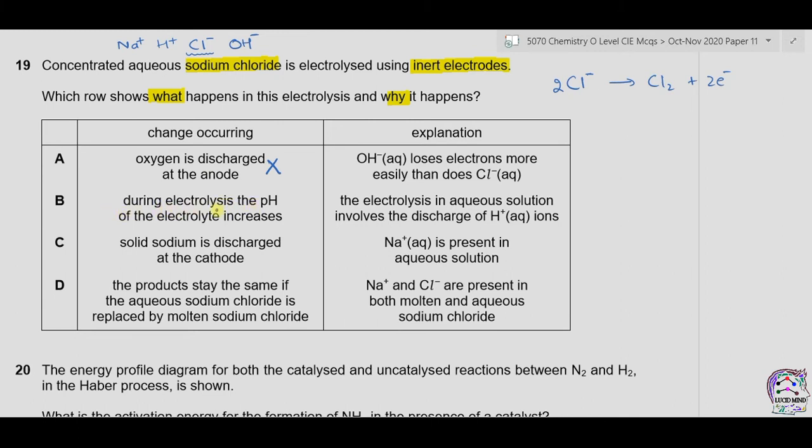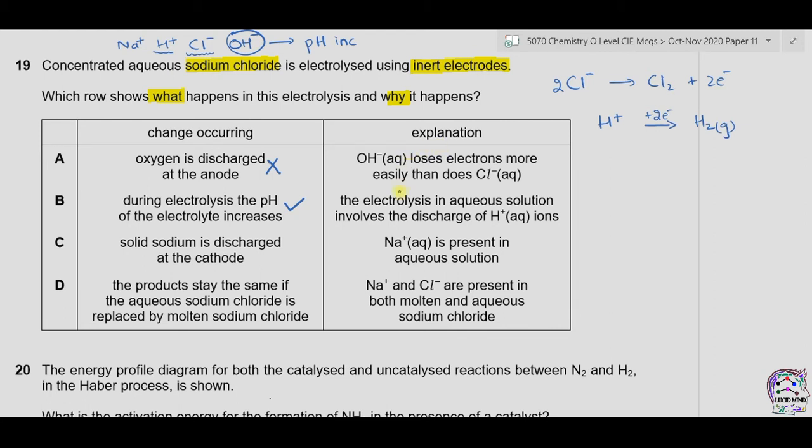B. During electrolysis, the pH of the electrolyte increases. pH of the solution depends on the H plus ions and OH negative ions concentration. Now among sodium and hydrogen, H plus will convert into hydrogen gas by gaining electron. Cl negative forms chlorine instead of OH negative, so OH negative ions are still present in the solution. So the number of OH negative ions actually increases the pH of solution. So the statement is correct.